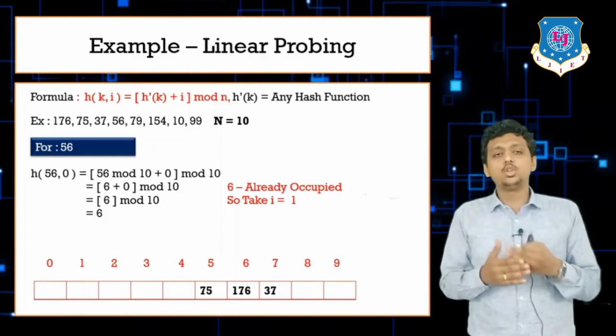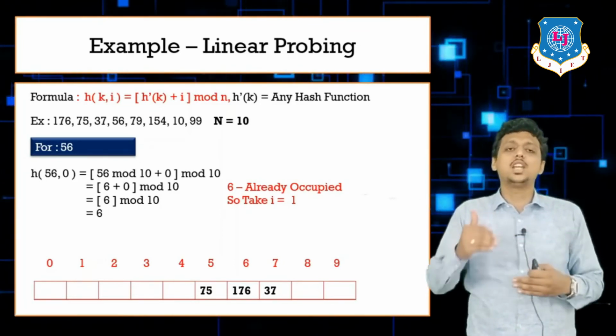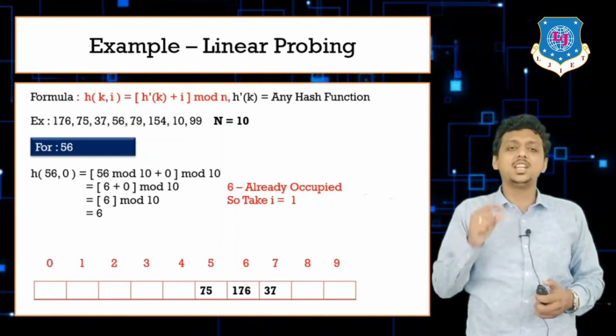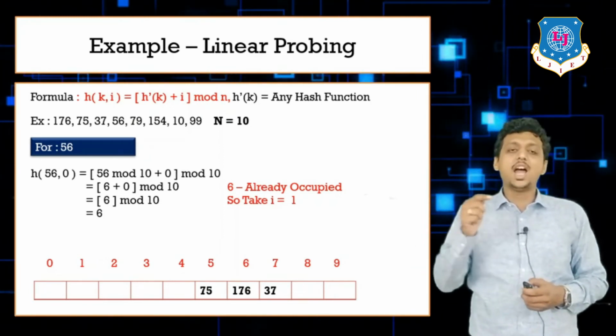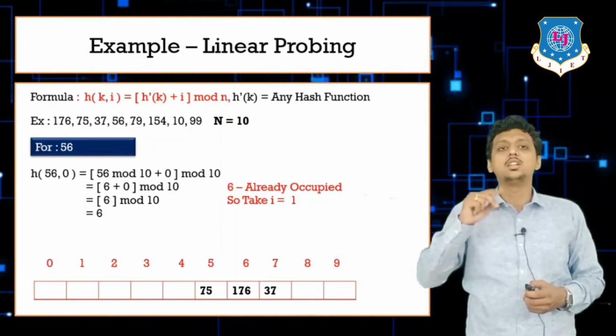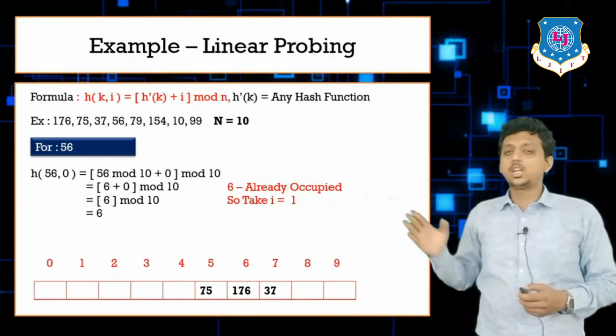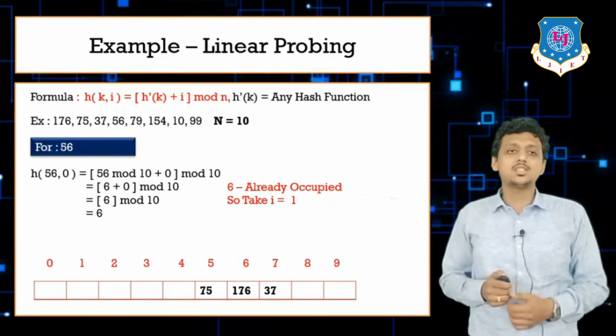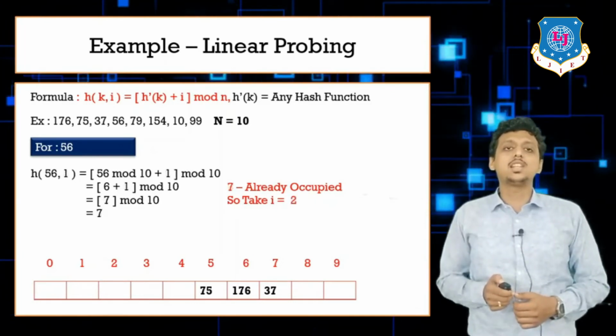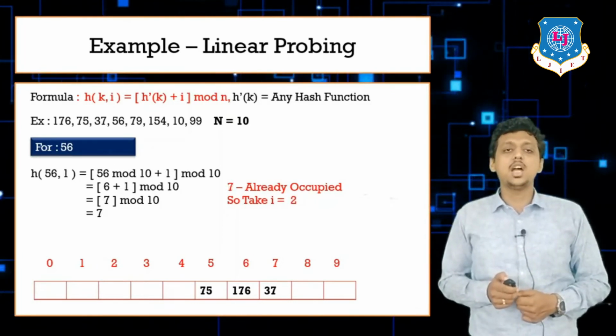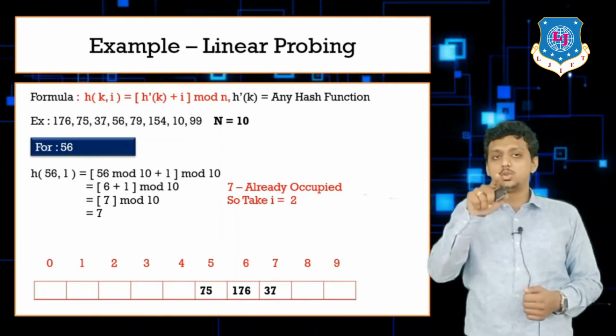So here what you need to do is, if the collision occurs, then you need to do probing in a linear manner. That means if the I is 0, then you need to take I as 1. So you need to again find out the values. So next value is 56, 1. Now I becomes 1, that is a change.